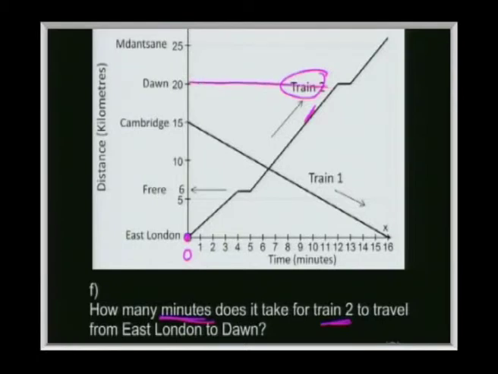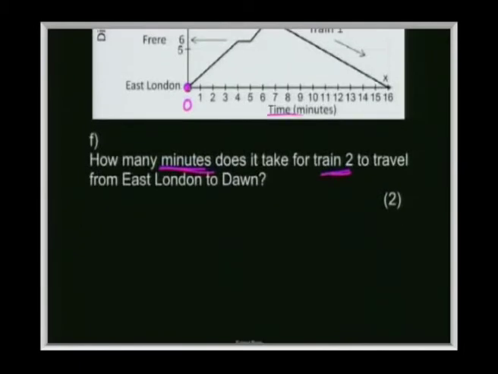When the train gets to Dawn, drop a line down, see how many minutes it took, and obviously you're going to be looking on your horizontal axis, and so obviously you're going to be able to tell me in time how long it took to travel from East London to Dawn. Let's have a look at the next one.